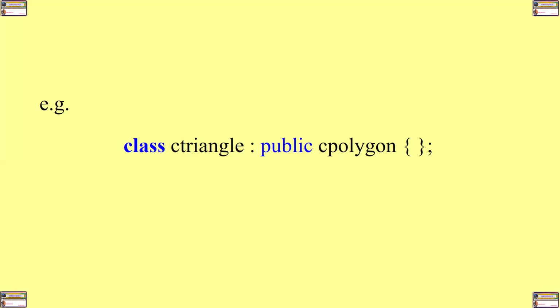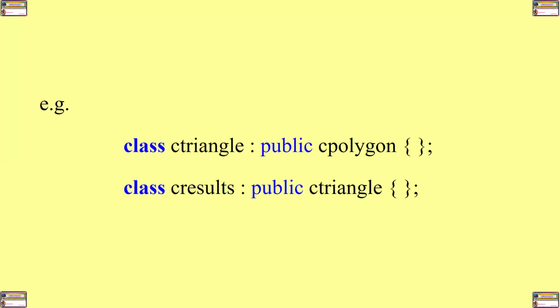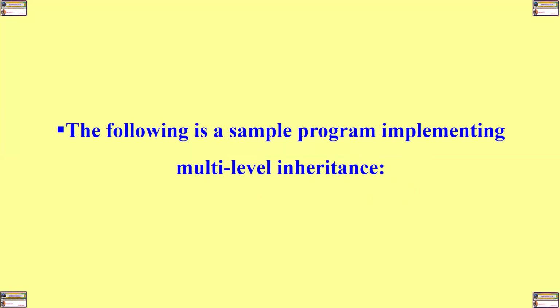Once we have done the definition for that, we proceed and define the next derived class. In this case, our next derived class is called CResults, and as you can see, it is derived from the derived class called CTriangle. So that is the order of definitions and declarations of derived classes in a program that is implementing multilevel inheritance. The following is therefore a sample program implementing multilevel inheritance.